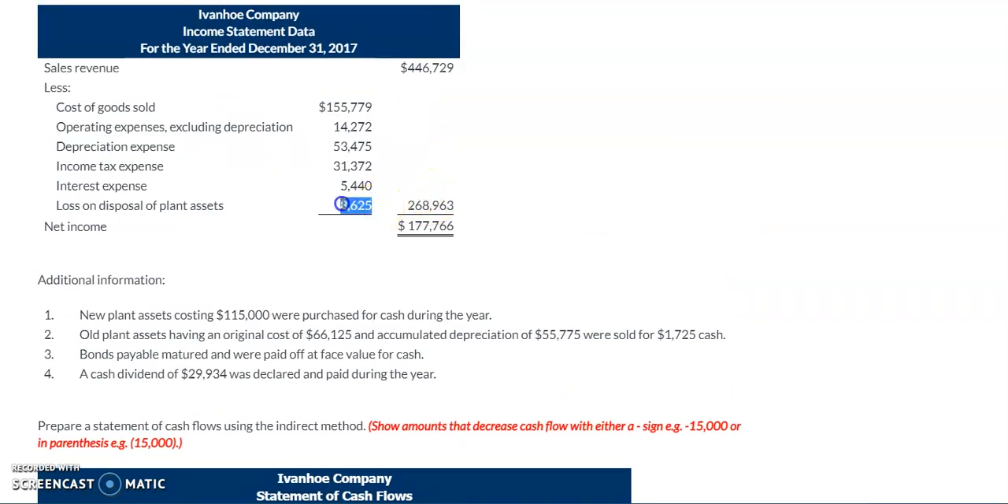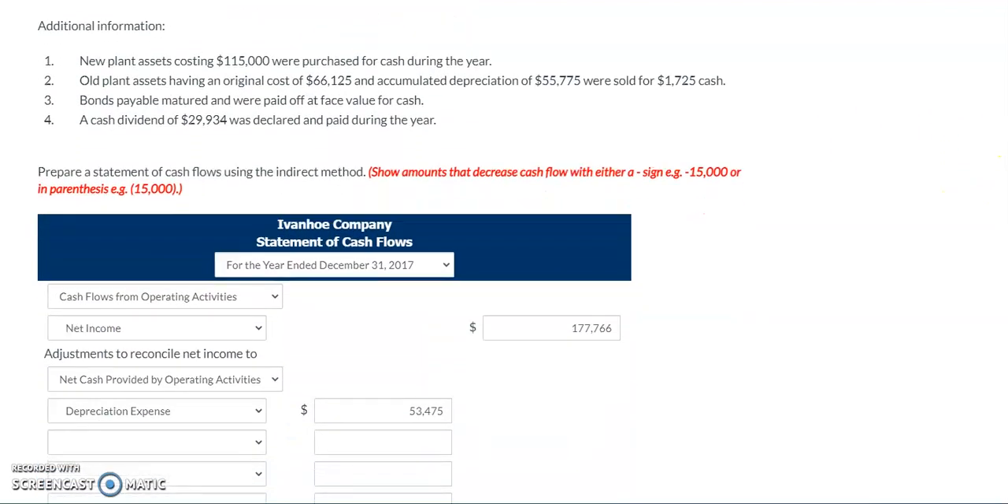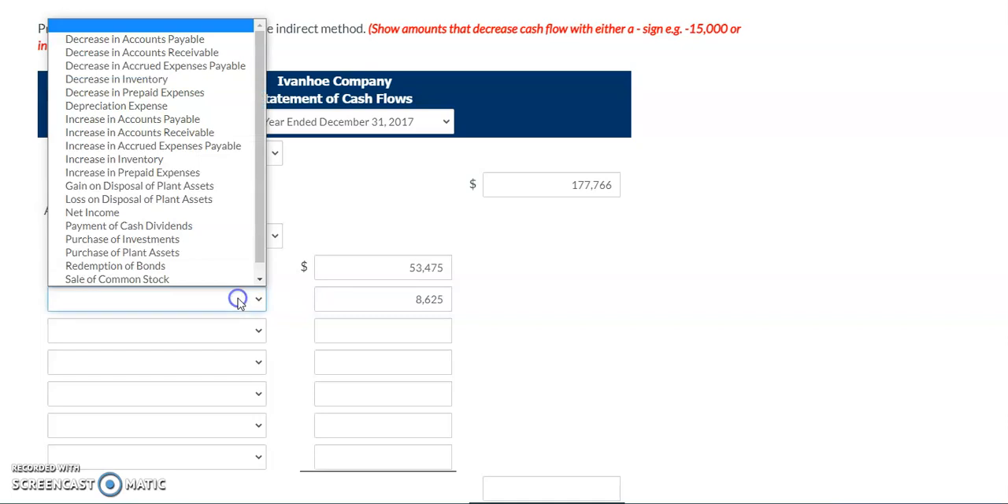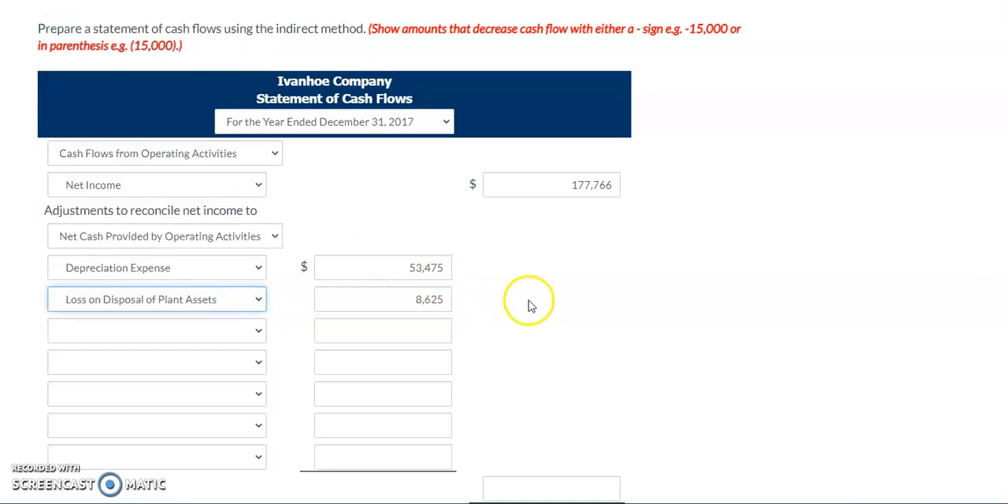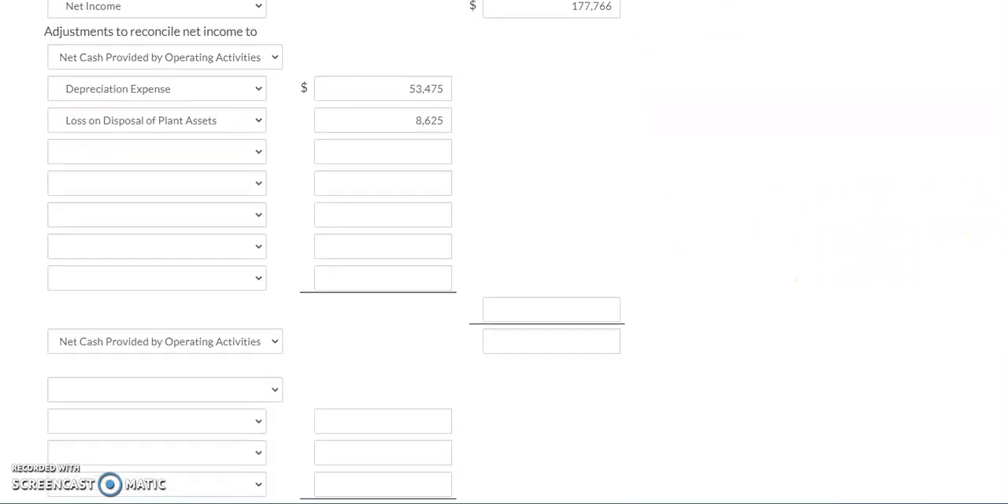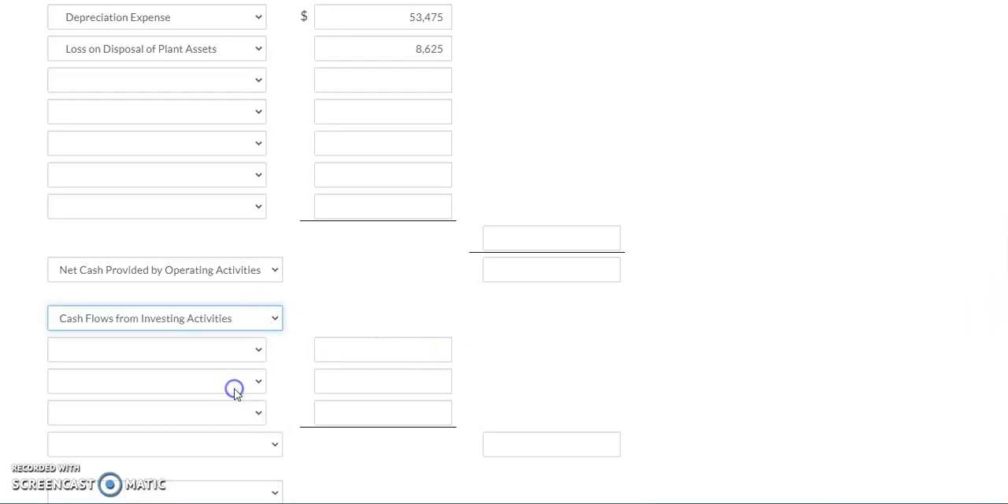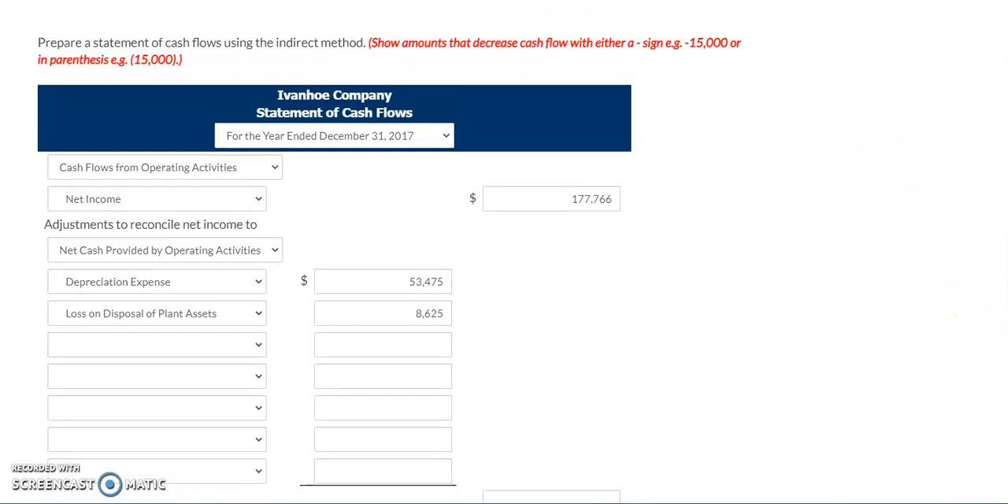Then we have the loss on the disposal of fixed assets, because the other items, the income tax and the interest, should be paid for. So the loss on disposal also is going to be a reconciling item. The reason for that is that the sale of the plant asset will be included in the investing activities section. So the actual sale will be included in the investing activities section, and we want to take away the impact from net income in our operating activities section.